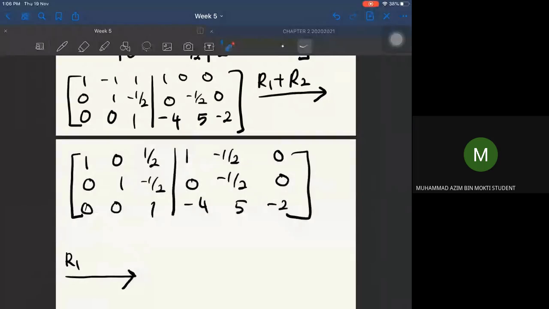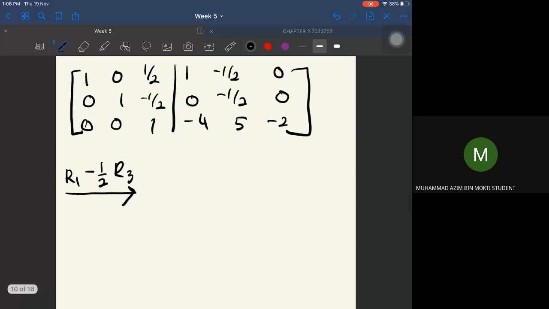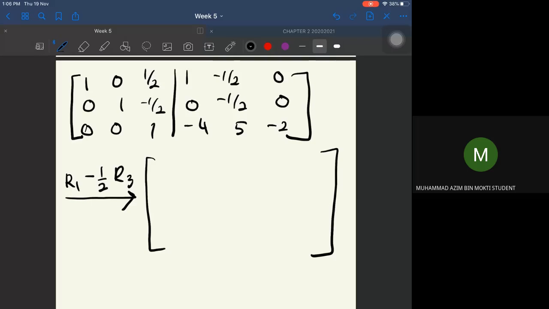R1 tolak 1/2 R3. Betul. Sebab kat sini tambah 1/2, so awak punya operation akan jadi tolak 1/2. So yang mana yang dah jadi 1? Yang ni. Okay, so darabkan dengan row 3. So kalau saya nak buat 2 sekali, what will be my another equation untuk jadikan this one 0? Apa akan jadi pada equation saya supaya yang ni jadi kosong?